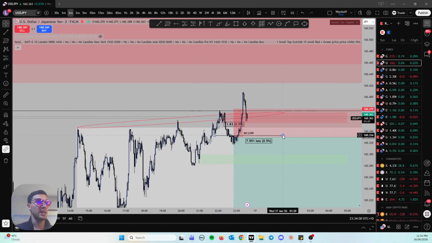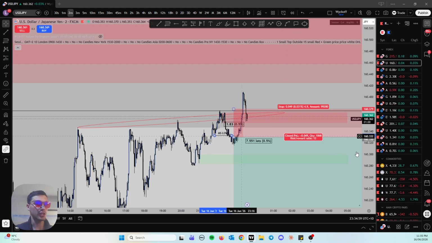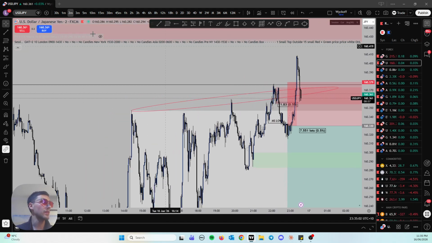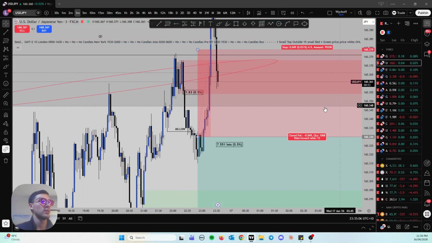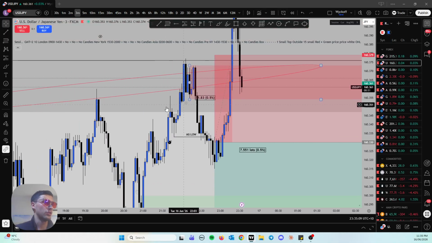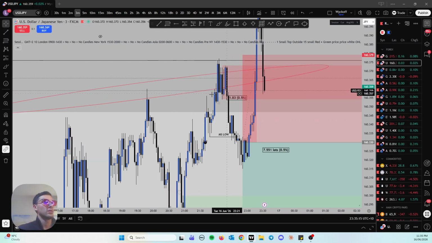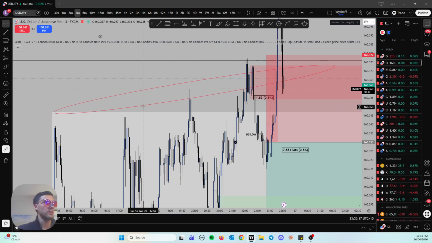I patiently waited for the break of structure here. This was valid on the 3-minute. You can see here 2 consecutive bearish candles and then 2 consecutive bullish. We obviously swept.